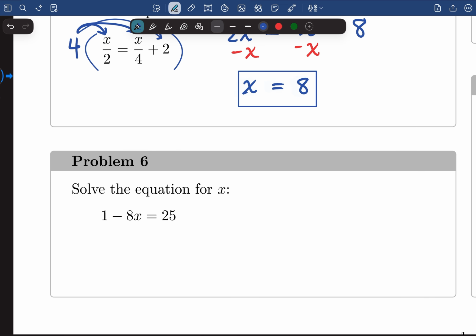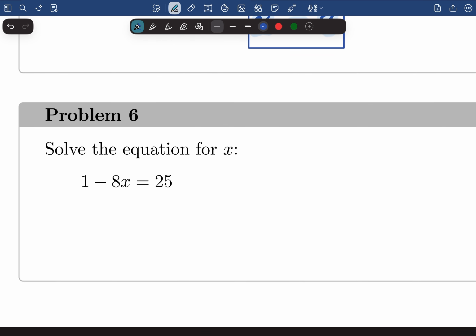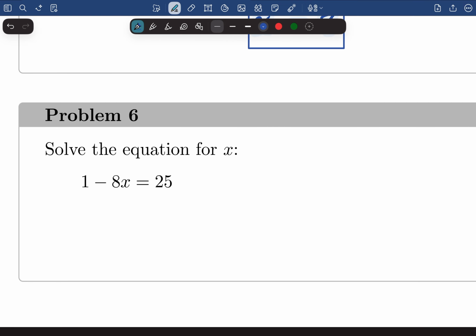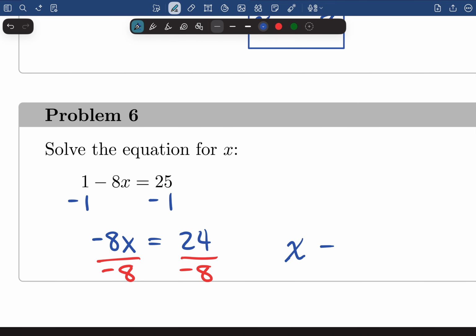It says solve this equation for x. Okay, and so we are going to start to isolate x with this linear equation. Remember, a linear equation is where the highest power of the variable is 1. So this is x to the first power. This is a linear equation. So, let's move the constants to one side. And now we'll have negative 8x equals 25 minus 1, which is 24. And then we'll divide by negative 8 from left to right. And then we will now know that x equals, well, 24 divided by negative 8 comes out clean. It's negative 3.